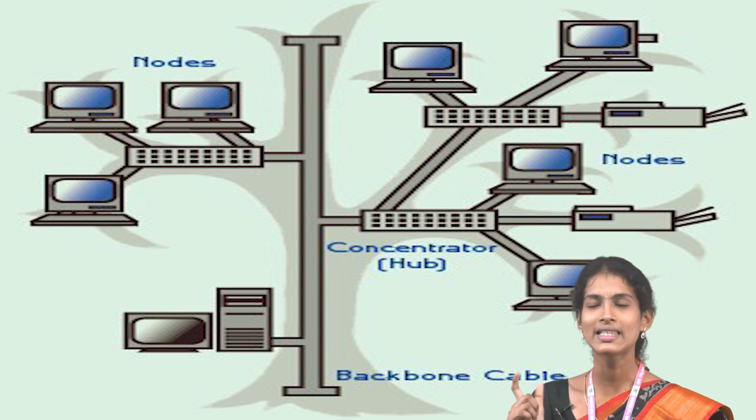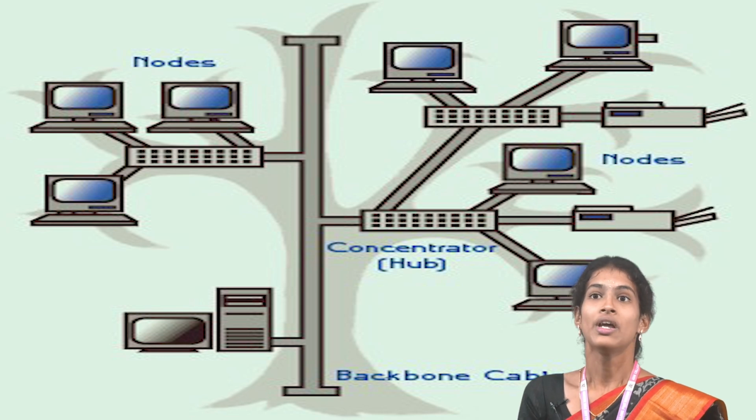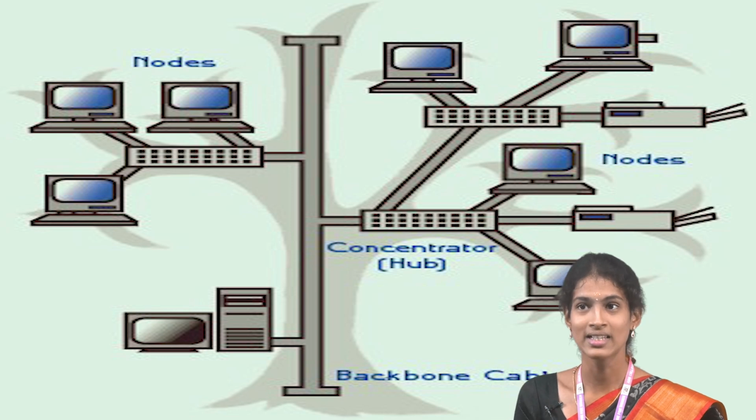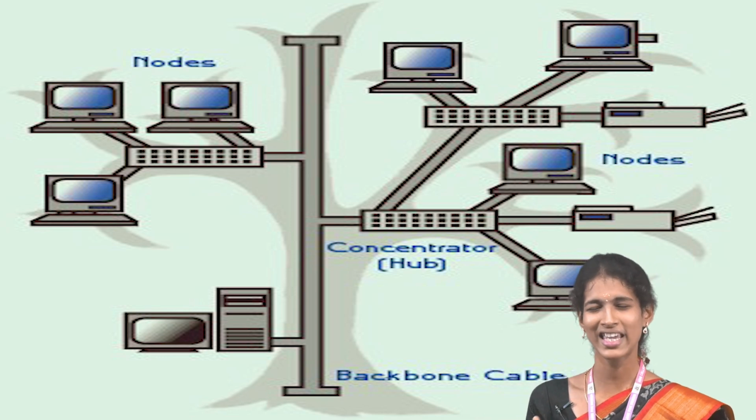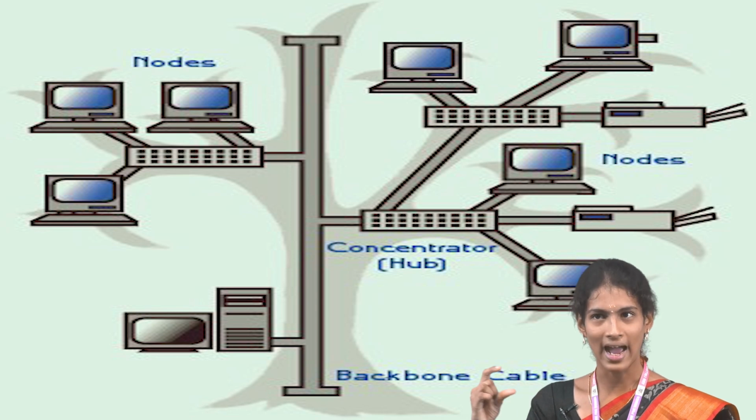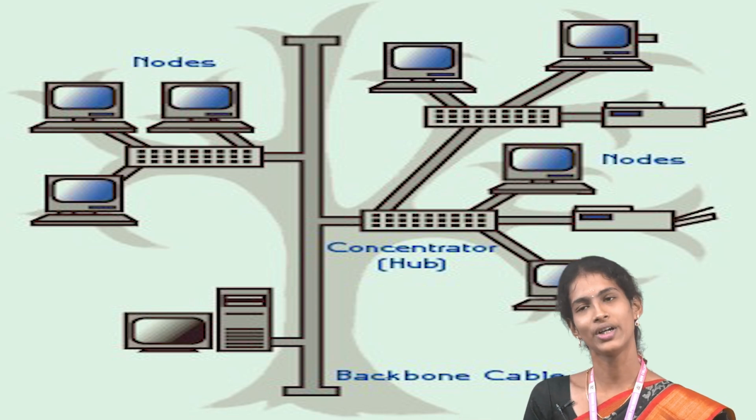The next, disadvantages of tree topology. If the central hub fails, the entire system also fails because of the heavy cabling. If new devices are added, it becomes difficult to reconfigure.